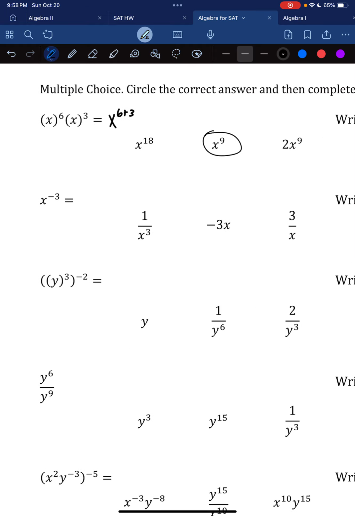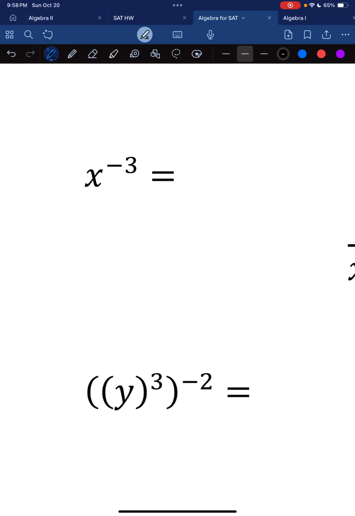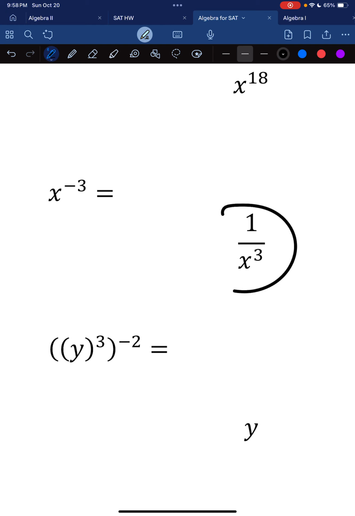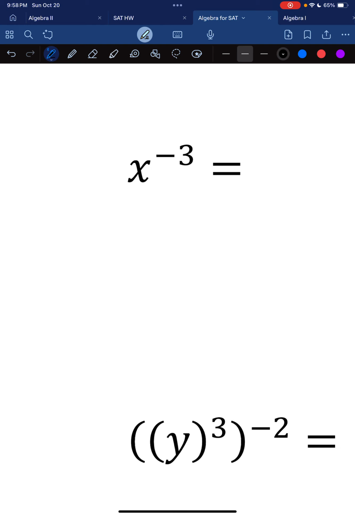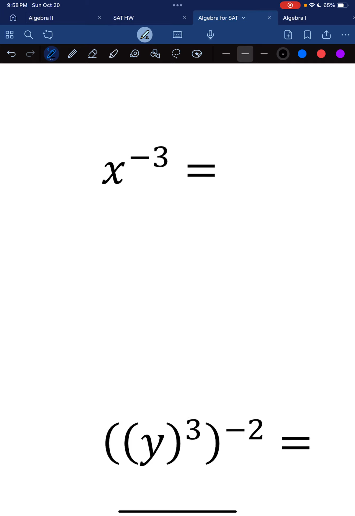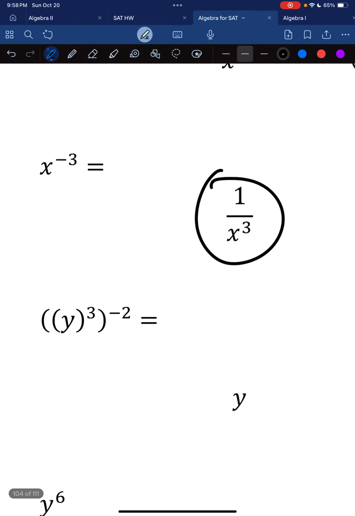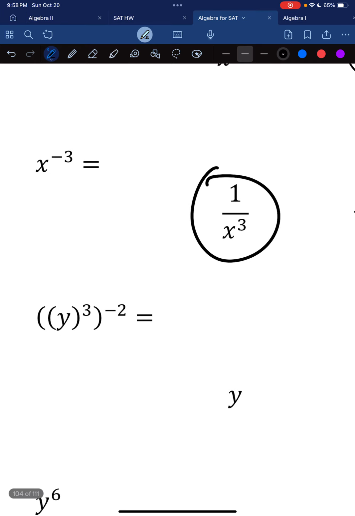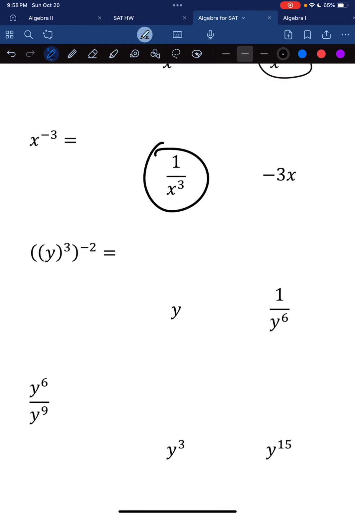Alright, now let's look at the next one. If you have x to the power of negative 3, all that means is you're going to have 1 over x to the power of 3. Whenever you have a negative exponent, what that means is that you take the reciprocal of it. So the reciprocal of x to the power of 3 is 1 over x to the power of 3.